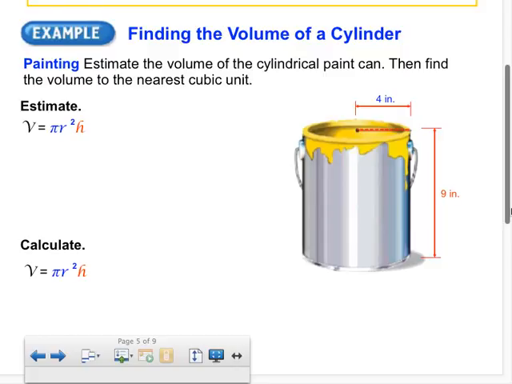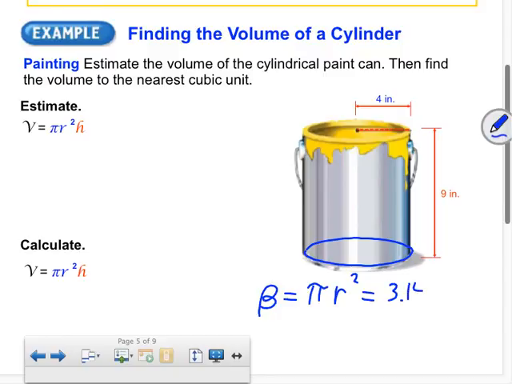Okay, so how do we find the base area of this first? We're trying to find the bottom of this cylinder. And the formula, we already know it. It's pi times the radius squared. Well, what did we get for pi? What are we using for pi to approximate? 3.14. And what are we using for the radius? 4 inches. And all that has to be raised to the second power.